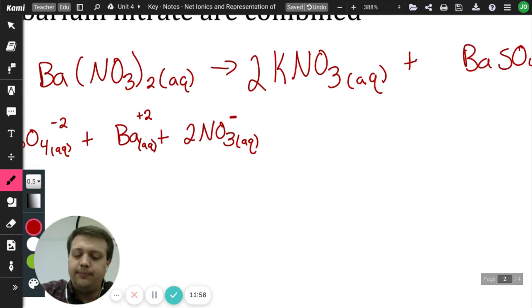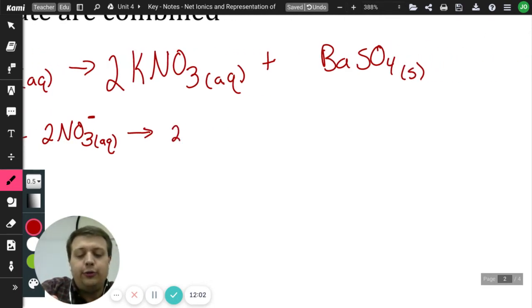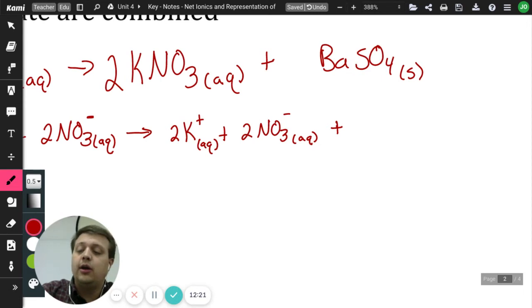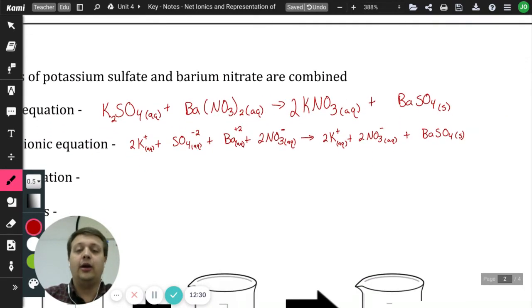We're going to keep on going. So go to the other side of the equation. I have 2 potassium plus 2 nitrate. Both of these are aqueous. Now, my barium sulfate here, we know is a solid, which means it was not aqueous, so it did not separate into ions. So this is going to stay as it was. All right. So now I've got my complete ionic equation.